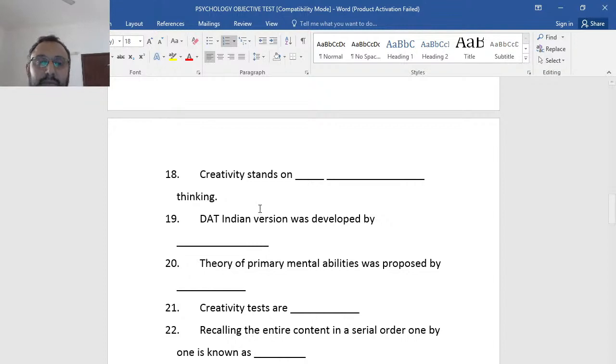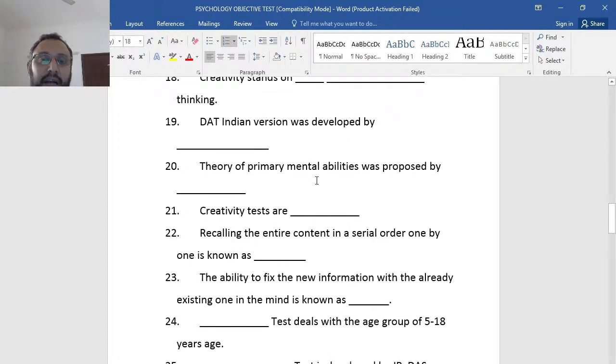Now, the question number 20, you see, the theory of primary mental abilities was proposed by Louis L. Thurstone and Thelma Gwinn. Both of them together proposed this theory of primary mental abilities. Actually, it is a very famous book, Primary Mental Abilities. It is the name of the book. Within this book, they gave this theory.